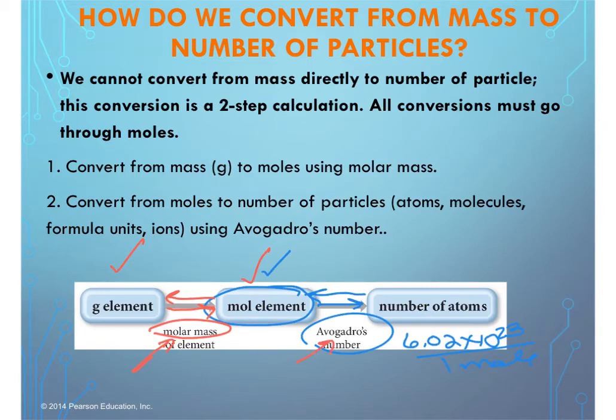Now, what if there were a problem that gave you grams of something, like I measured out 10 grams of some substance in the lab, and you needed to know how many atoms that was? We haven't learned that yet. If we have moles, we know how to get to atoms. If we have moles, we know how to get to grams. But what if you want to go grams to atoms?